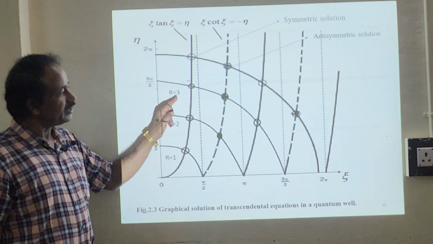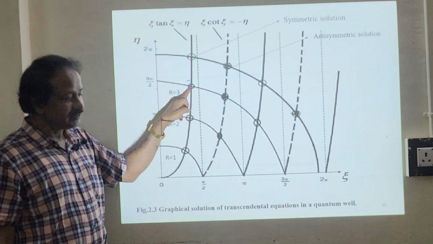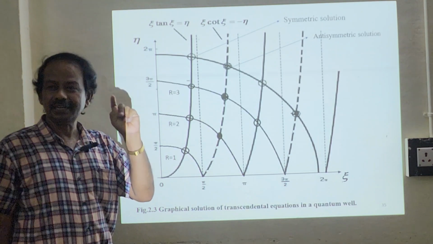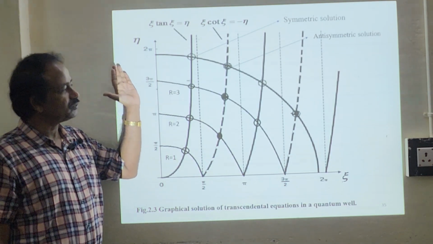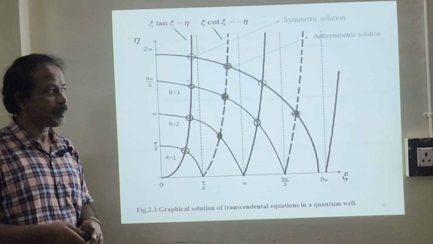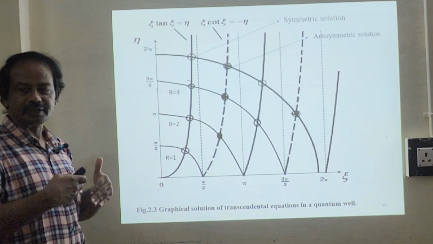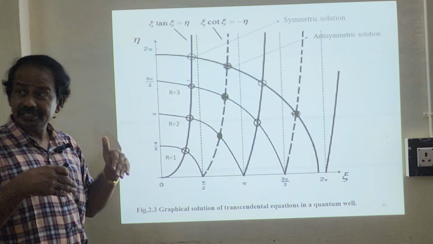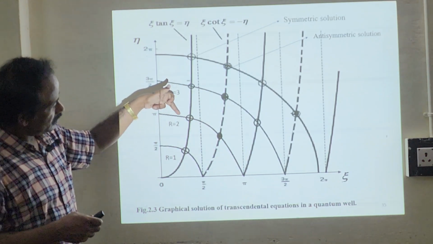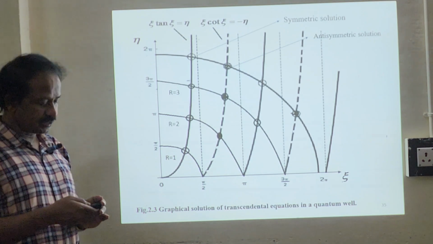For the next, R equal to 3, it cuts all three curves: symmetric, anti-symmetric, and again symmetric. So we have two symmetric solutions and one anti-symmetric solution. It goes on. This is the way that we can find the symmetric and anti-symmetric solutions graphically and easily. So this is the idea. As R goes on, the number of solutions also increases, and it goes on increasing.